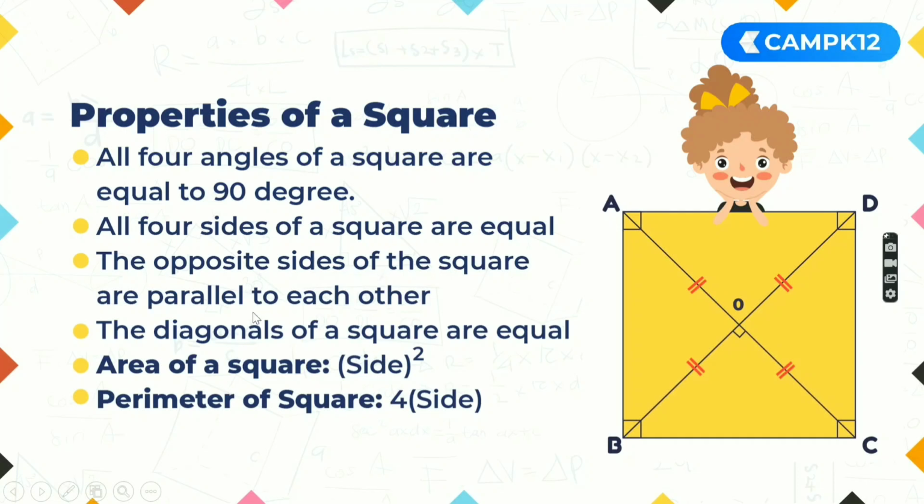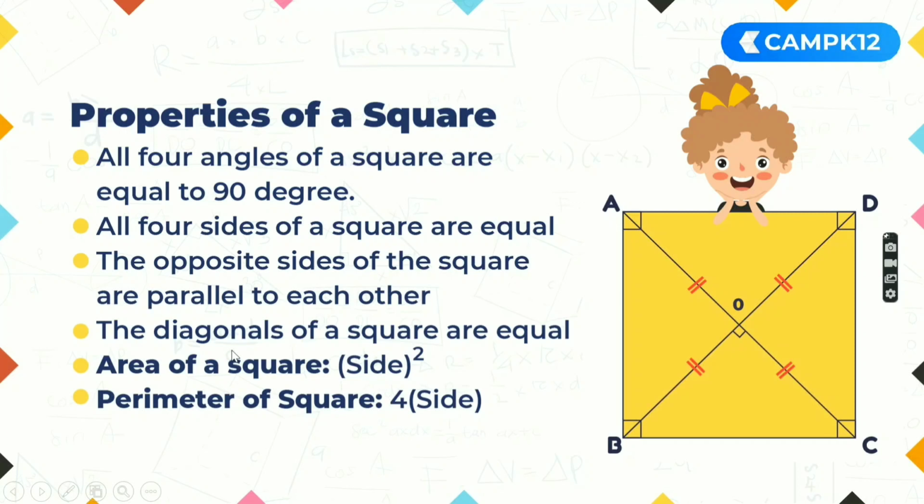The opposite sides of a square are parallel to each other. Hence, AB will be parallel to CD and AD will be parallel to BC. The diagonals of a square are also equal. Hence, the measure of AC and BD will also be equal. And when we see all these properties in a quadrilateral, then we can call it a square.